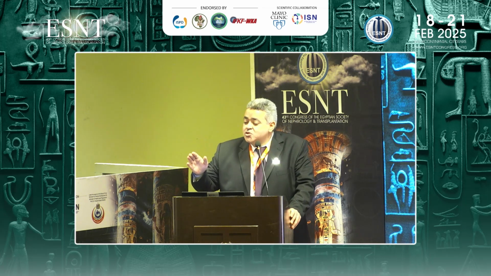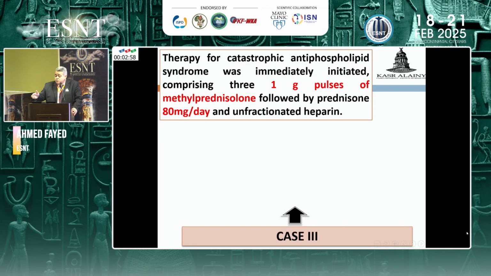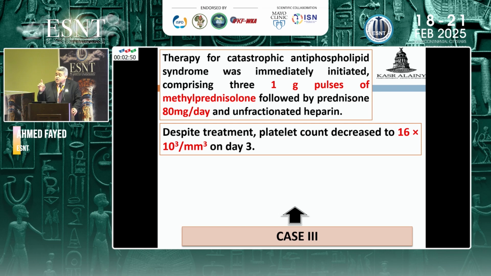Therapy for catastrophic antiphospholipid syndrome, as you say: first we initiate pulse Solu-Medrol, 1 gram methylprednisolone, followed by prednisolone 80 milligrams and unfractionated heparin. Okay? The role of plasma exchange here is not yet there, because there is no multi-organ involvement, there is no severity, and there is no fragmentation of the RBCs.